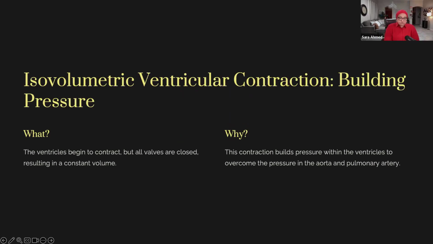Okay. Then we go to the next stage, which is called isovolumetric ventricular contraction. After the atria contract, squeezing the last drop of blood out of them, the valve between the atrium and the ventricle closes. That's the tricuspid valve on the right side and the mitral valve on the left side. Okay? They close because the opening and the closure of the valves depends on the pressure differential between the two chambers.